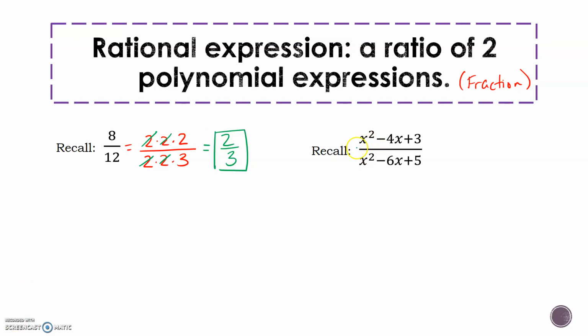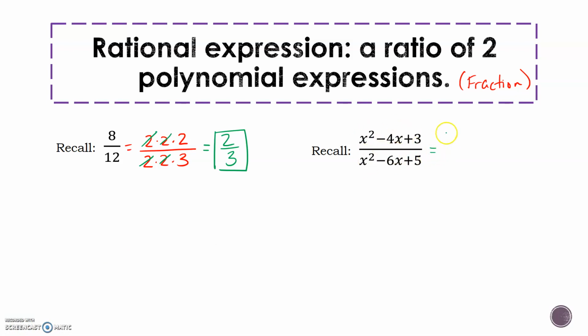Now right here, we have a rational expression. So we have x squared minus 4x plus 3 divided by x squared minus 6x plus 5. I know that you want to do this and cross these out, but x squared is not a factor. It is a term. You cannot cross out terms. You can only cross out factors. So that's why the first step is to factor everything.